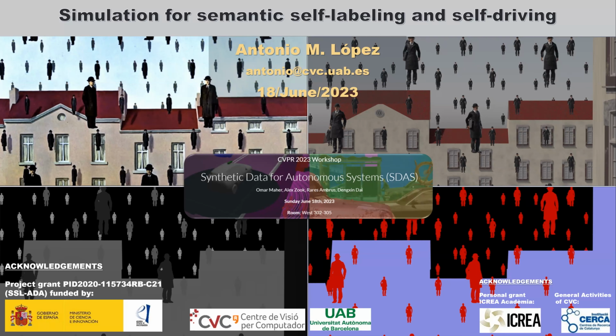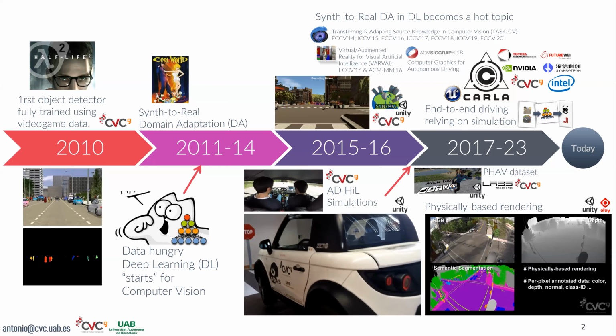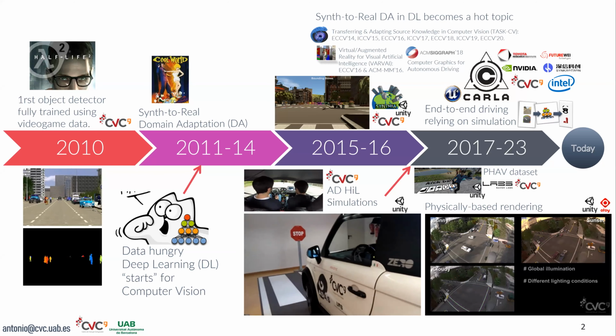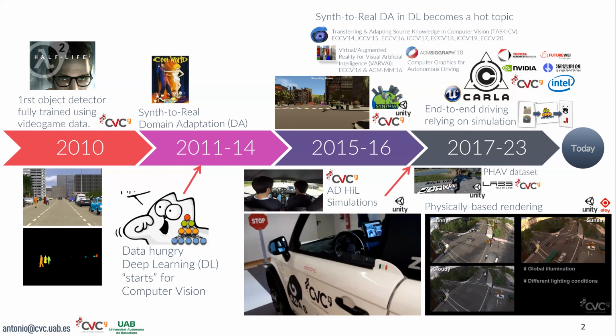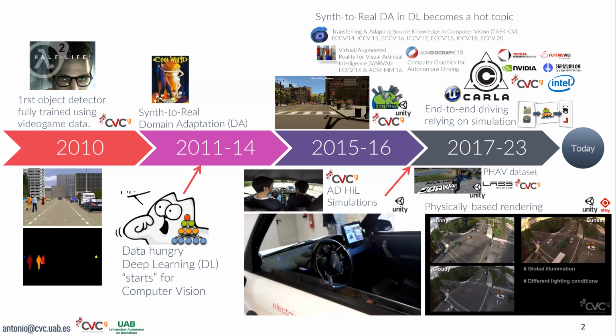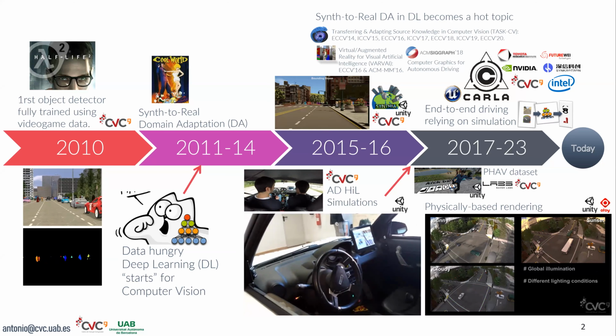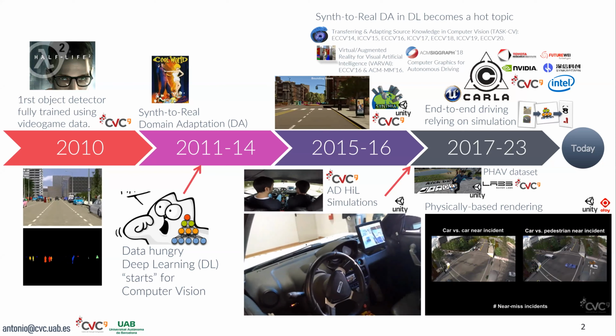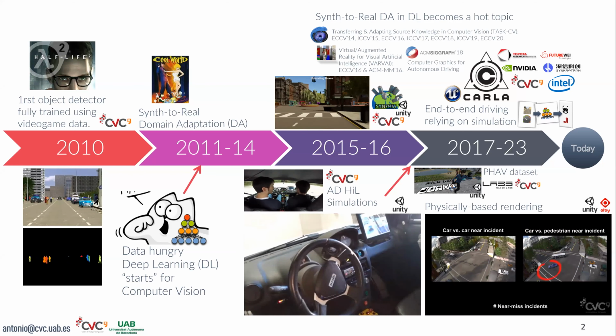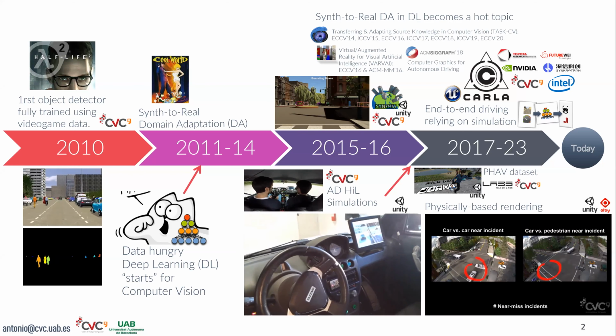Okay, today I'm going to present several works we have been doing in the last years in my team related to the use of synthetic data. As you know, in the last decade, even a bit before, there has been a growth in the use of synthetic data for computer vision in general, and in particular for autonomous driving.